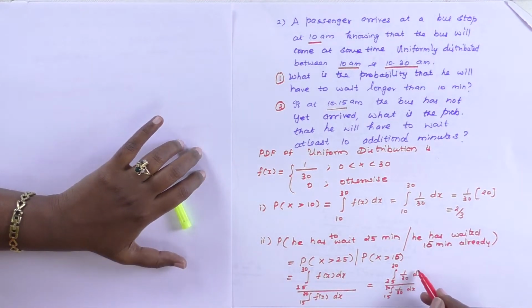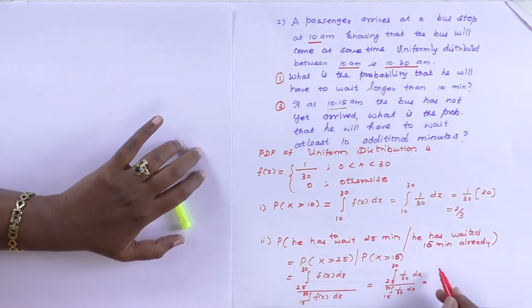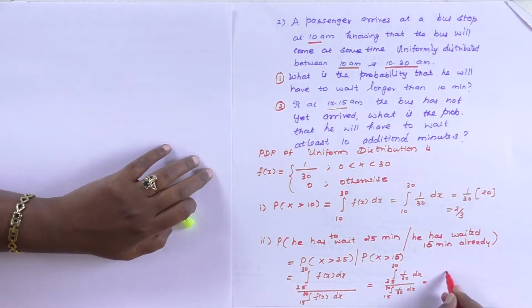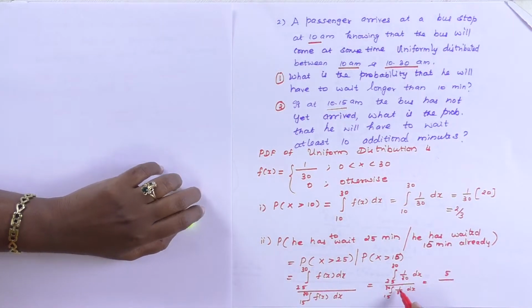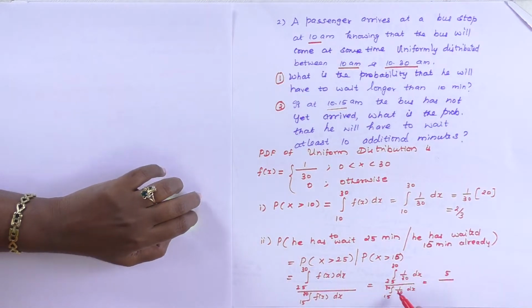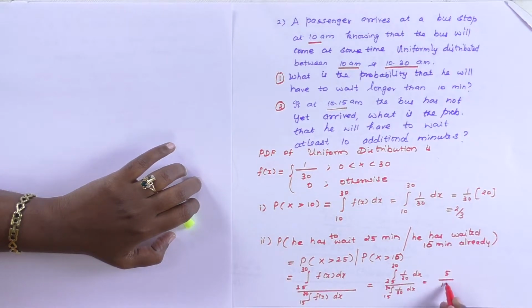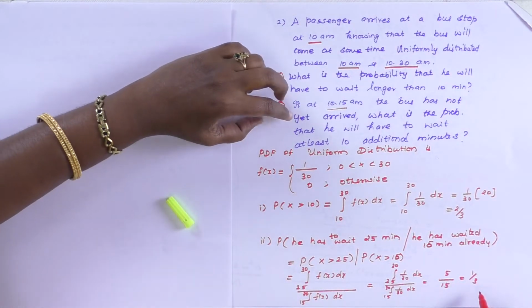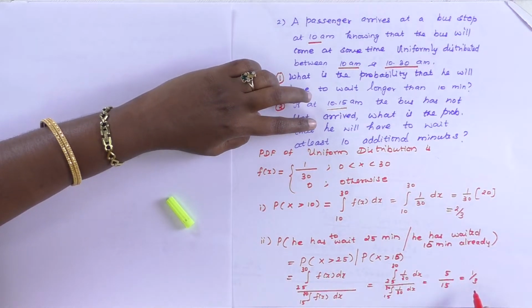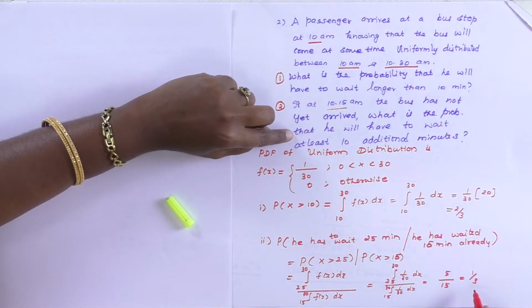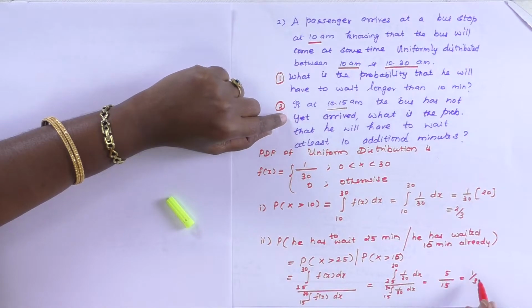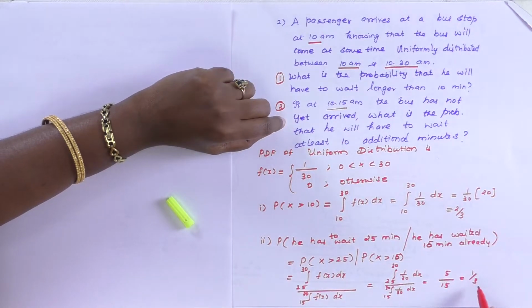For the remaining, integration of the numerator is 30 minus 25, we get 5. In the denominator, 1 by 30 is constant, you take it outside. The remaining difference between 30 and 15 is 15. So totally we have 1 by 3. That is the probability he will have to wait at least an additional 10 minutes: the corresponding probability value is 1 by 3.